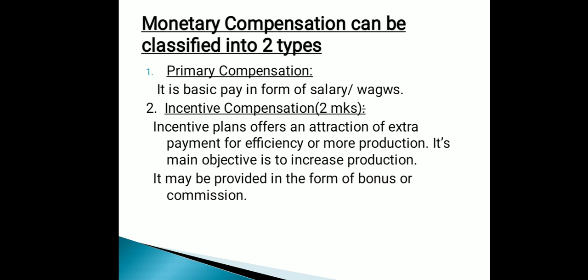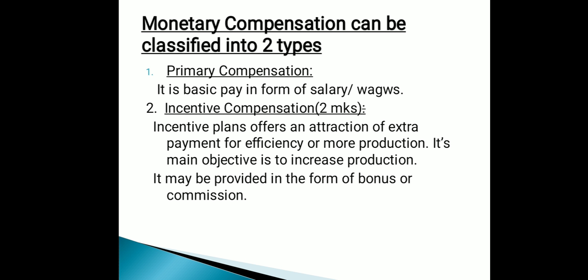Monetary compensation can be classified into two types. The first one is primary. Primary means basic, in the form of salary or wages. Then comes incentive compensation. There are various incentive plans, which we are going to study in this particular chapter. Incentive plans offer the attraction of extra payment for efficiency or more production.